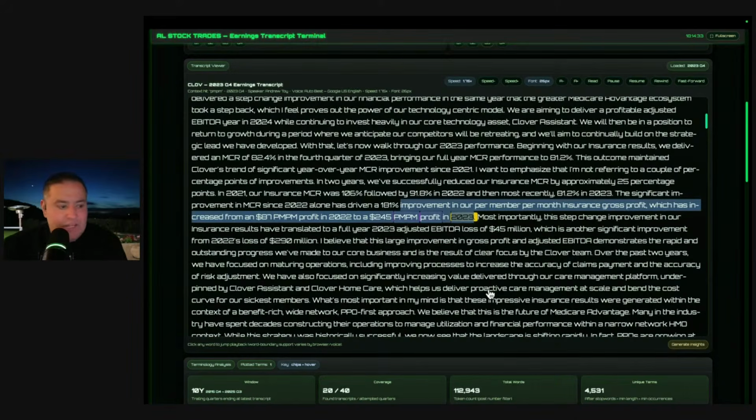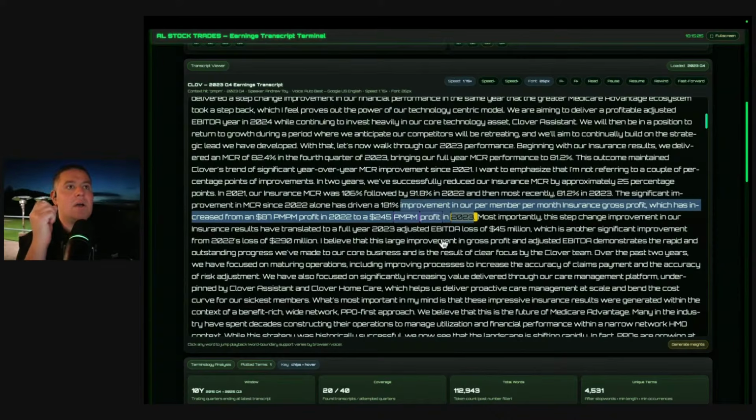So let's just read this together. By the way, this was released in 2023 Q4. What it basically says is their improvement in our per member per month insurance gross profit has increased from $87 per member per month in 2022 to $245 per member per month in 2023. The question is, did they increase in star ratings? What was the star rating during that year? And does it include that?